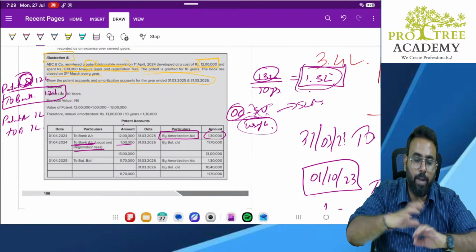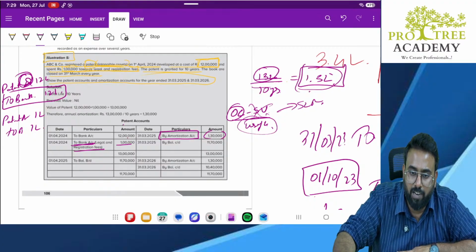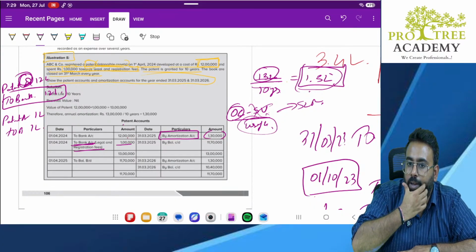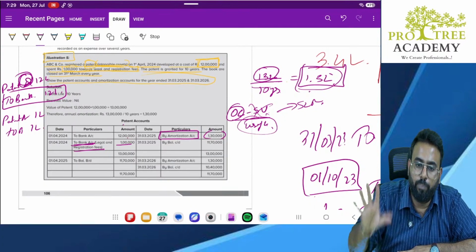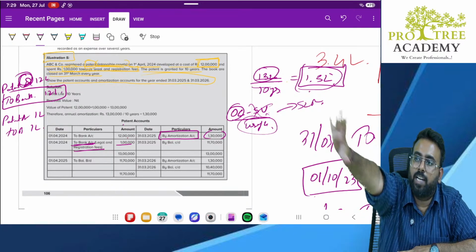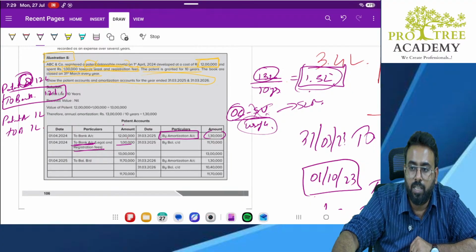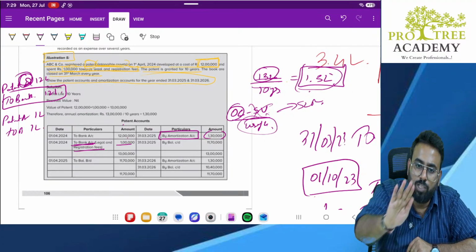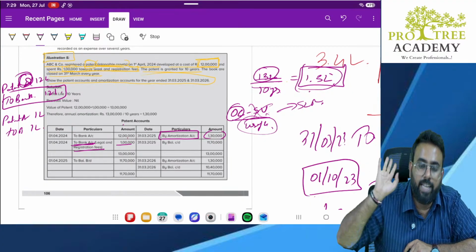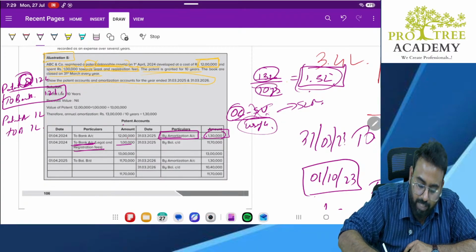Clear? So anyway, patent works like this. Only 20 years it will be for that particular person who has developed it. After that it can be used by everybody without paying a penny. So you can use this patent for 10 years and earn the revenue. Whatever cost you have incurred, you are going to write off over the next 10 years, because you can use it and earn money for only 10 years. That is why amortization is charged 1.3 lakh, considering 10 years.